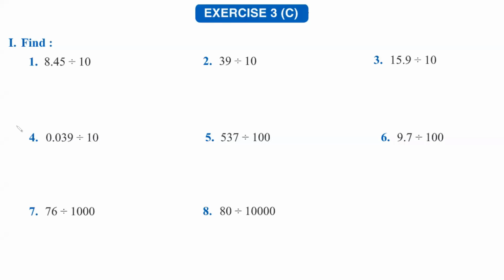Whenever you divide by 10 or any power of 10, what should we do? I should shift the decimal point to which side, right or left? Division, towards the left. So just keep that point in mind and do it fast. Whenever division comes, I should shift the decimal point towards the left side, by as many places as there are zeros.